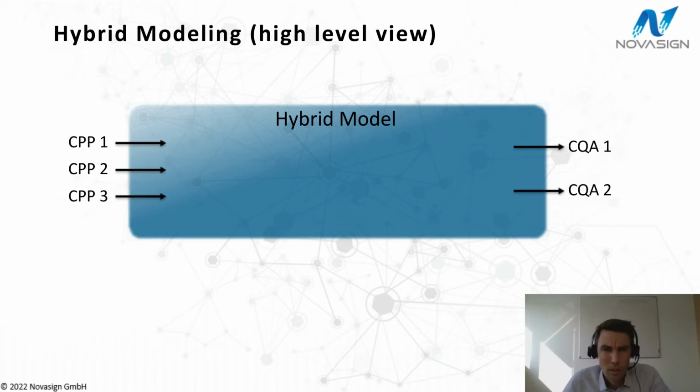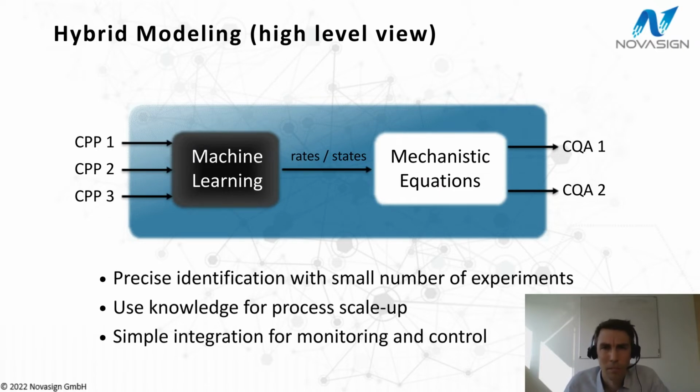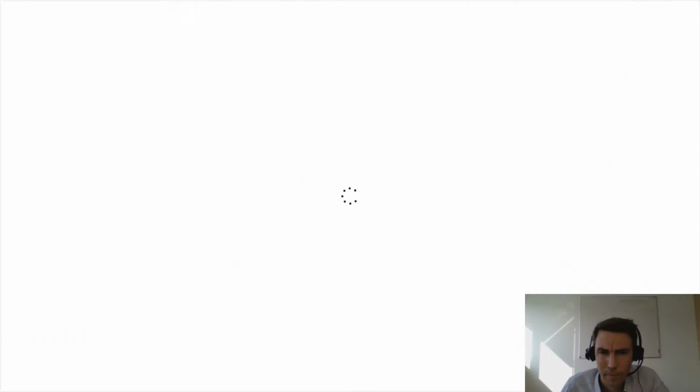And then we have a mixture of a black box, the machine learning part, an artificial neural network, for example, and these artificial neural networks then predict or estimate some rates that are then put into mechanistic understanding, like mass balances, which then at the end predict the critical quality attributes. And by doing so, you have the advantage that you have a precise identification with a smaller amount of experiments. You can use this knowledge for process scale-up, and as said, you can use the same type of models for monitoring and control. And all of these showcases I will show you today in detail for up and downstream topics.